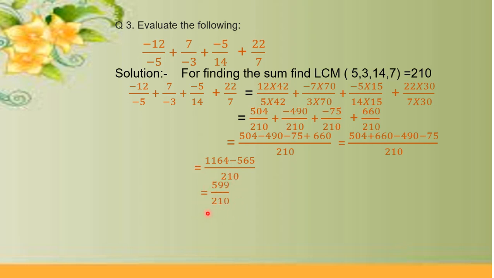This 599 upon 210 we can express as mixed rational number as 2 179 upon 210. So the answer of the given problem is 2 179 upon 210, or 599 upon 210 also we can write. So I hope in this way you will perform addition, subtraction on the rational numbers and comparison between the rational numbers also.